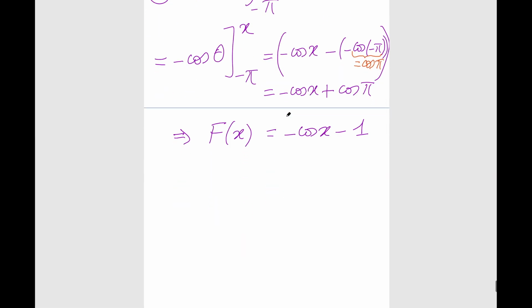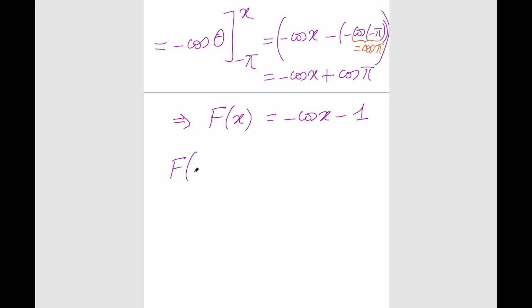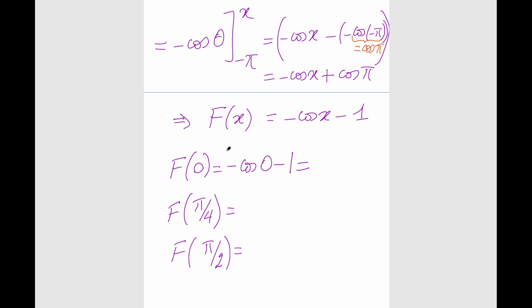Let's do it. So they want f of 0, f of pi over 4, and f of pi over 2. F of 0 means negative cosine of 0 minus 1. And what's cosine of 0? Cosine of 0 is 1, so this becomes negative 1 minus 1, which is negative 2.